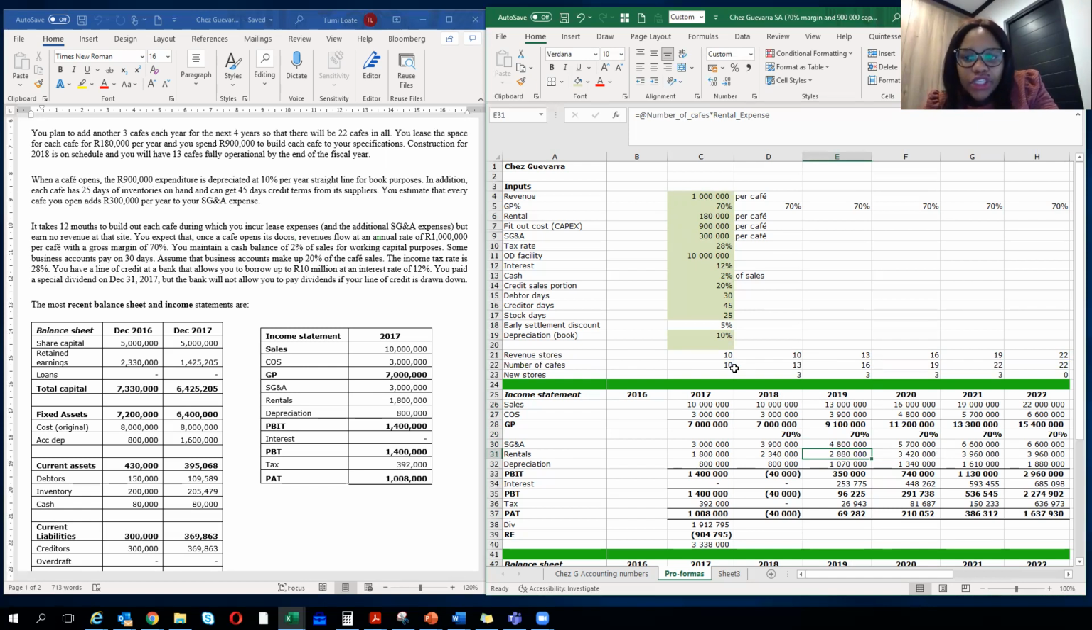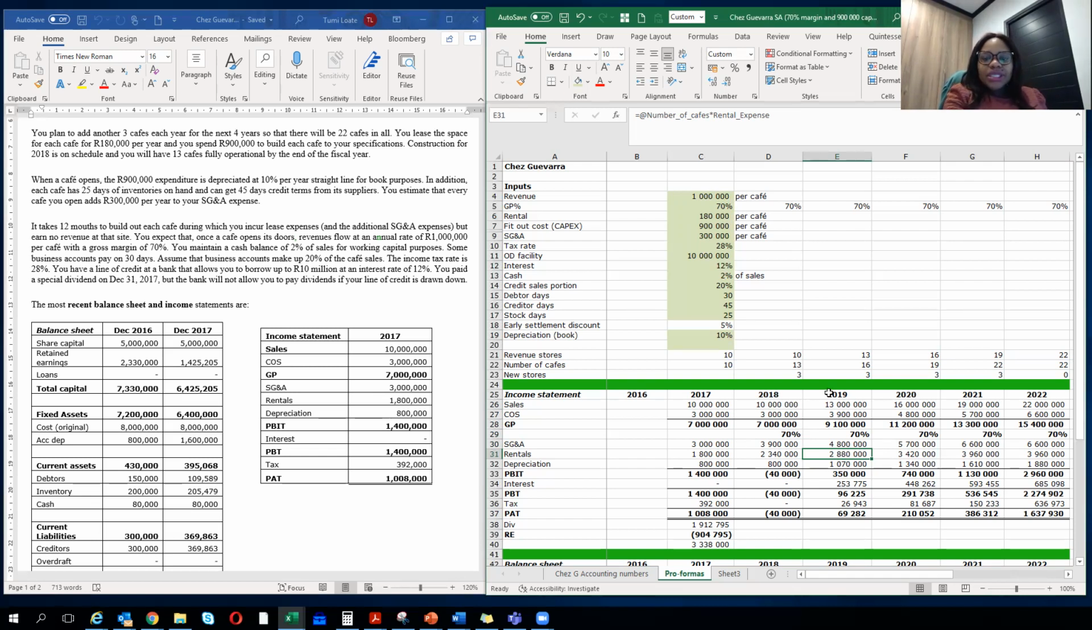The one that I now need to explain in detail in terms of the income statement is your depreciation. Remember, in 2018, even though we've constructed the 3 new stores that year, we haven't started depreciating because the stores are only ready and fully operational at the end of the fiscal year. What's important to read in your question is that construction for 2018 is on schedule and you will have 13 cafes, but they're only operational by the end of the financial year. So they're only ready to start using at the end of 2018, and your depreciation then needs to start kicking in from 2019 onwards.